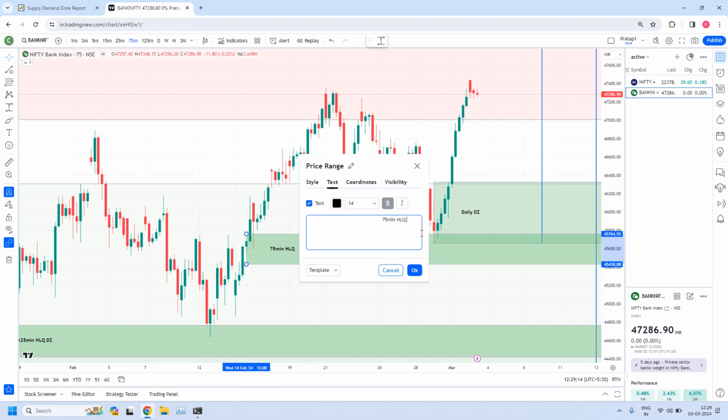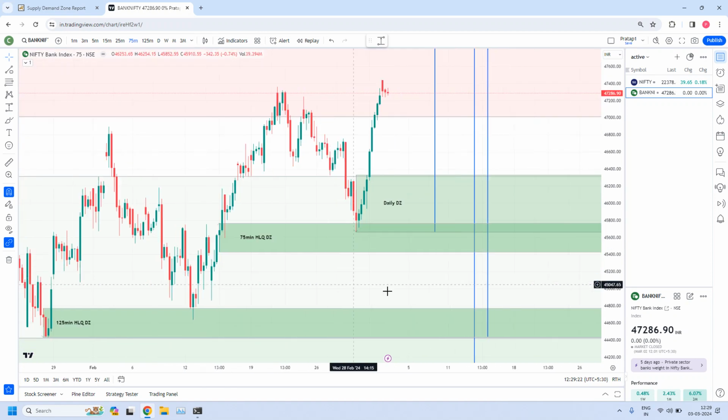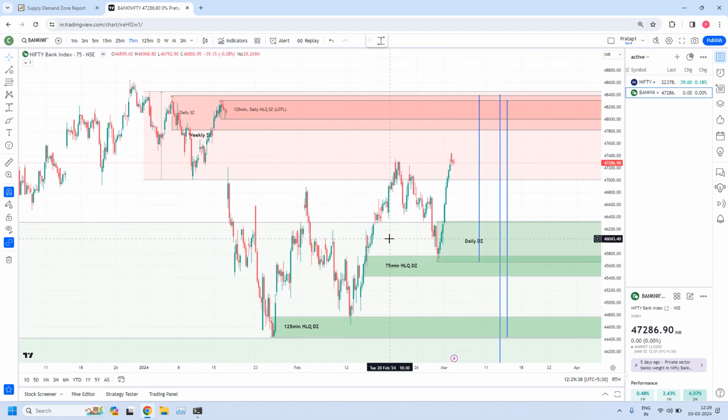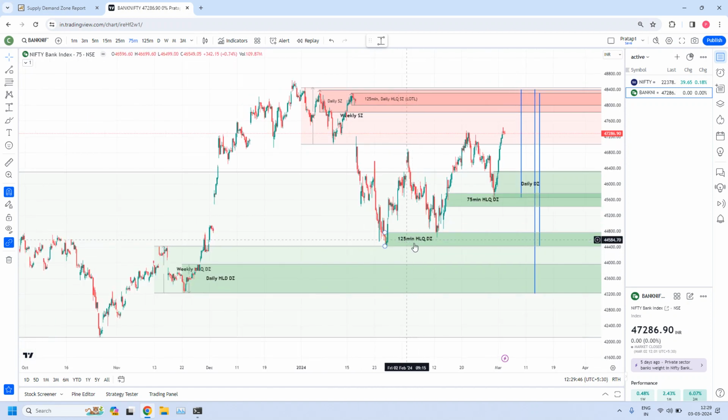75 minutes HLQ demand zone. Probably on Monday, we can expect up to 70. Prices may not go below this 75 minutes demand zone. Maybe this could be the range for Friday and Tuesday. Mostly. See here, unless this 75 minutes zone is violated, it can't reach the 125 minutes high liquidity zone. Unless this 125 minutes high liquidity zone is violated, it can't reach the daily high liquidity zone.